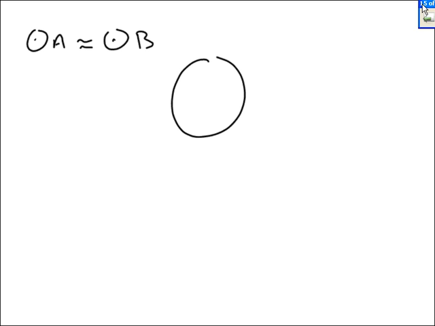All right. So now we want to prove that we have a parallelogram. We are given that circle A is in fact congruent to circle B. That is, these two circles definitely have the same radius. One centered at A, the other one centered at B.